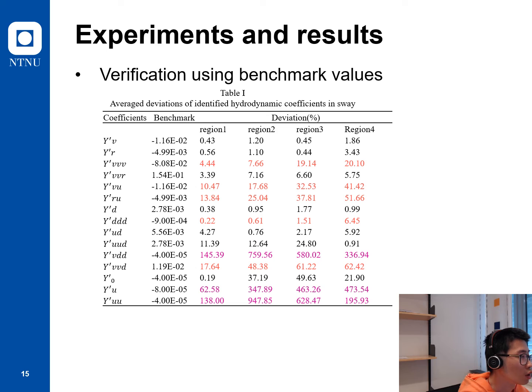Besides, it can also be noticed that Y prime VDD, Y prime U, and Y prime UU are highly sensitive to the wind disturbance in the identification. And the reason might be that their values are relatively small compared with other hydrodynamic coefficients, which makes them more prone to be drifted.